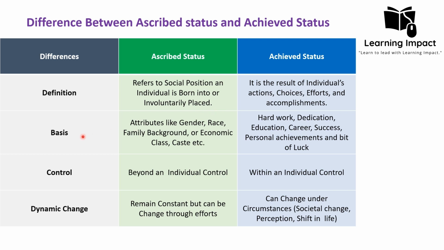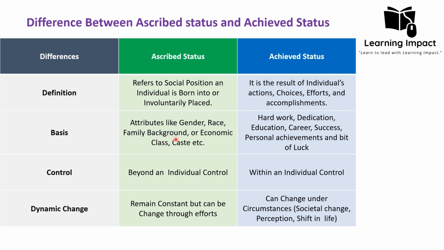Now, what is the basis of ascribed and achieved status? The basis of ascribed status can be any attribute, maybe like gender. For example, someone is born male or female. It may depend on race or ethnic group. For example, someone is Pashtun or Baloch in Pakistani society. So this is the ascribed status of an individual.